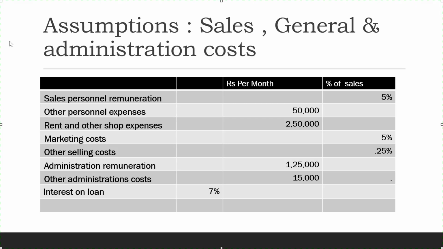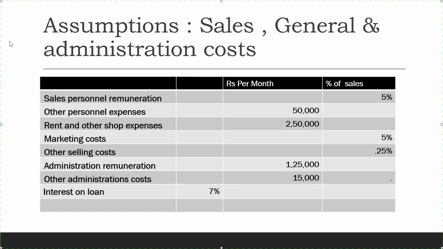Then some assumptions are there, very important assumptions. Sales people who will be with me, who will be on the street or in my office, making marketing and sales: that's 5% of the sales. Whatever sales I do, I'll be spending 5% on these. I'll be hiring people based on that percentage of my sale. The more sales I do, the more people I need, so that 5% will take care of my budget.